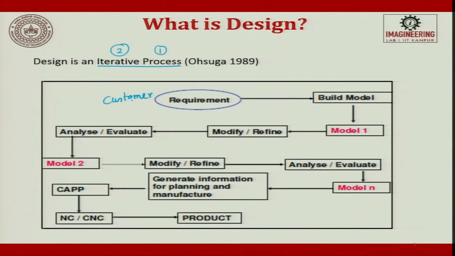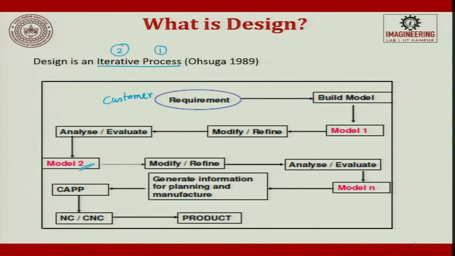Now, maybe he did not realize certain requirements. Looking at the product, he will start refining his requirements. So, there is a possibility of modifying and refining the model whatever you have drawn. Then you try to do analysis. When we do modifying and refinement at this stage, we talk only from the aesthetics point of view or functional requirements point of view. Now, when we start doing analysis and evaluation of model 1, we try to evolve and come up with a new design. Now, model 1 gets transformed into model 2.